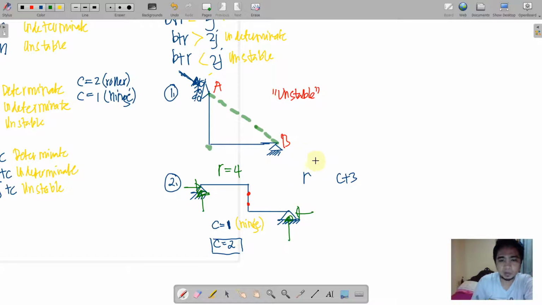We will now have the comparison. So R here is 4 to be compared to C plus 3. C is 2 plus 3, so we have 4. This is 5. In short, we'll be having here 4 is less than 5. So if this is the case, again, this is unstable. Okay, simple as that.